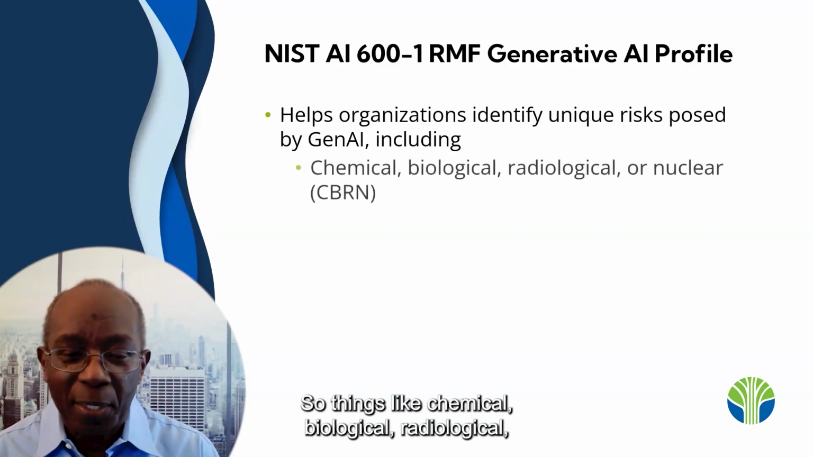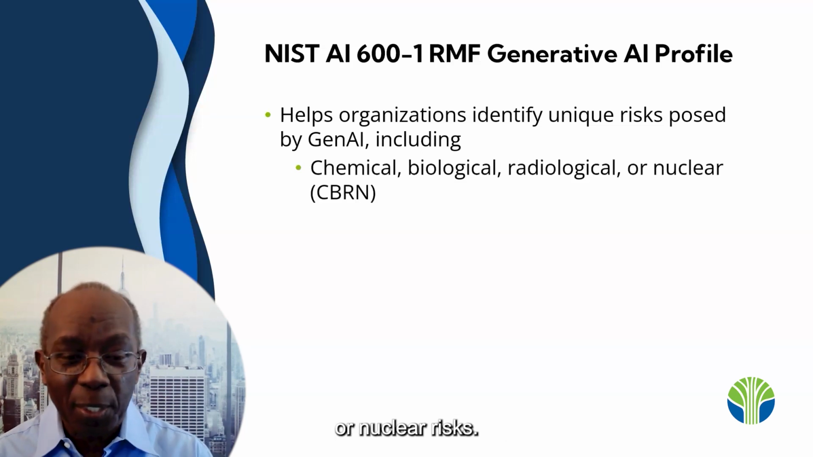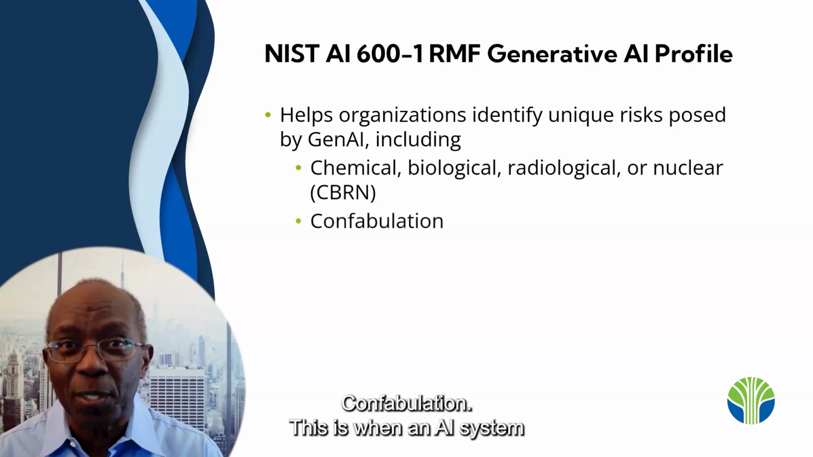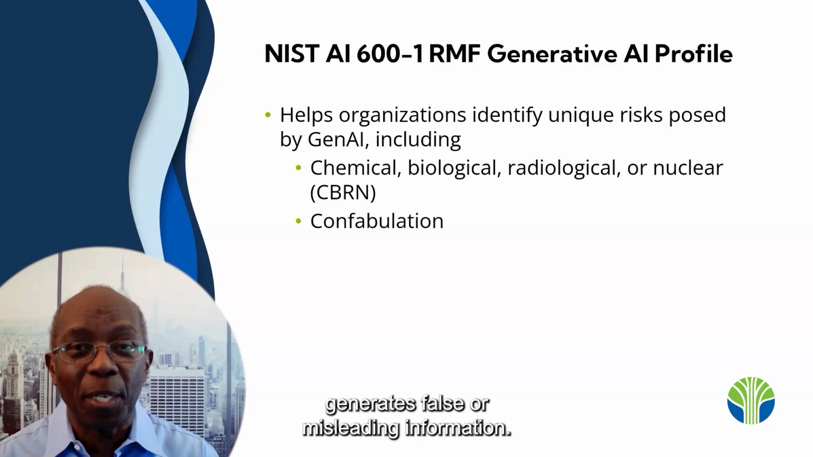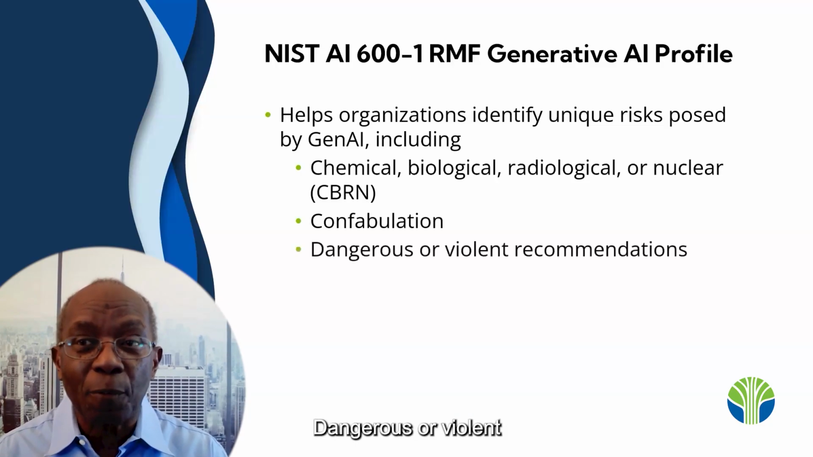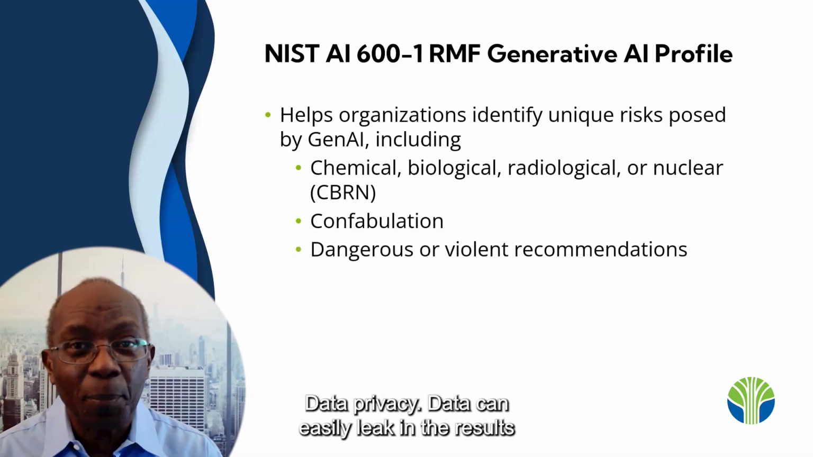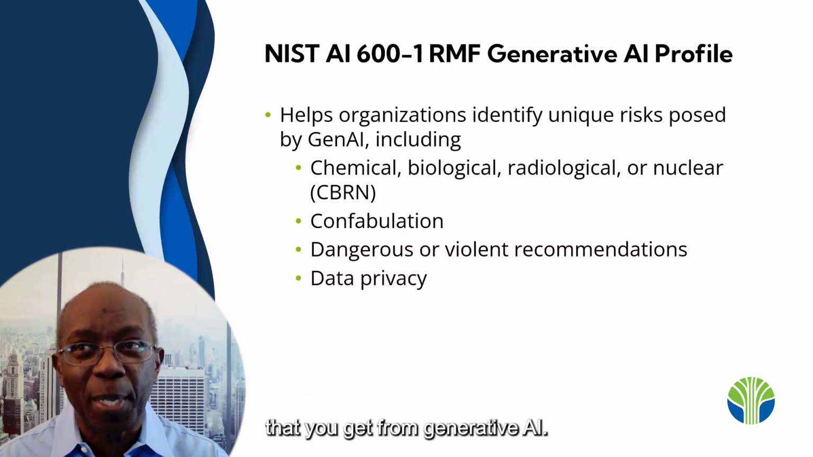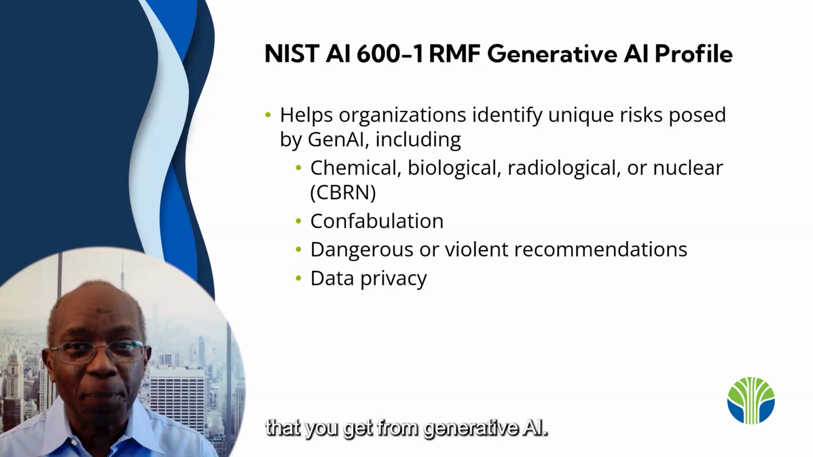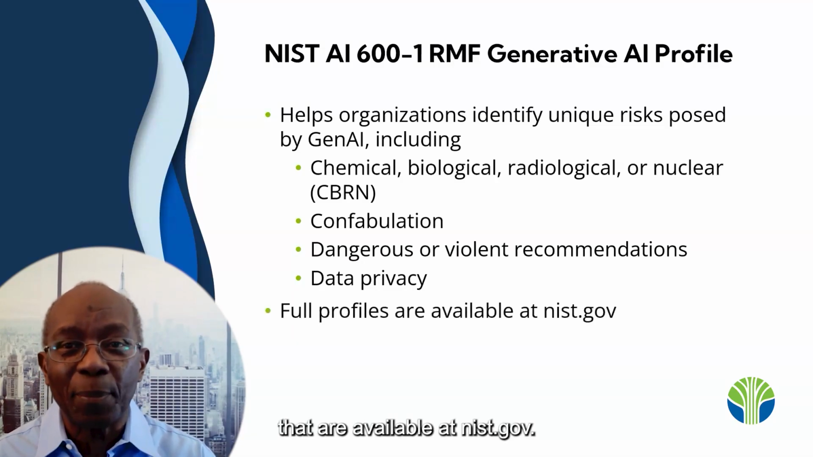So things like chemical, biological, radiological, or nuclear risks. Confabulation. This is when an AI system generates false or misleading information. Dangerous or violent recommendations from generative AI. Data privacy. Data can easily leak in the results that you get from generative AI. There are full profiles for many areas that are available at nist.gov.